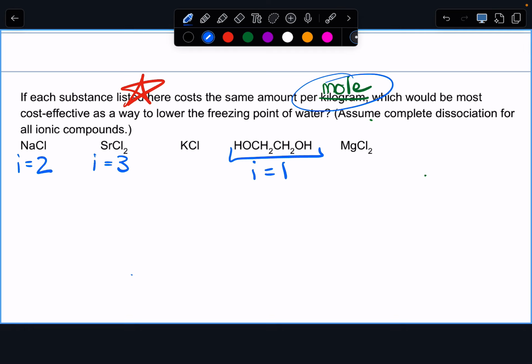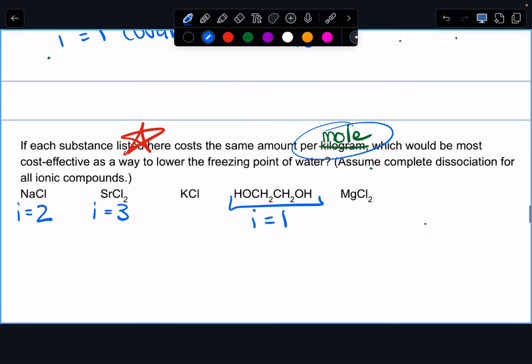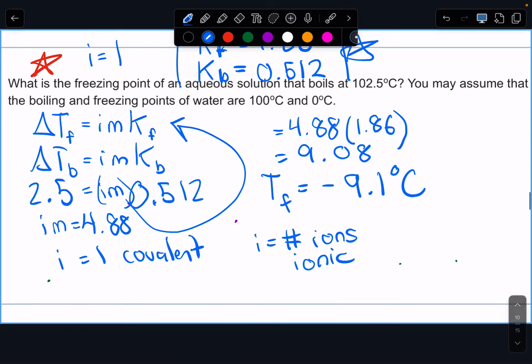Okay? What this really means is that an ionic compound is way more effective at the same concentration at reducing the freezing point or elevating the boiling point. That's another good point. You need to know that freezing point always decreases and boiling point always increases when you add a solute, because those equations only tell you the change in temperature.